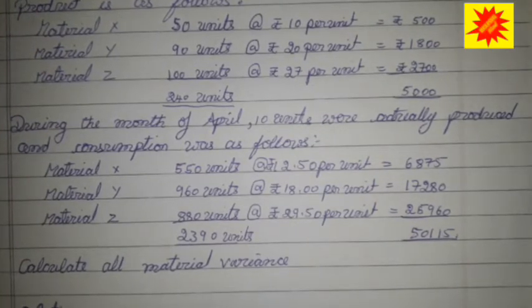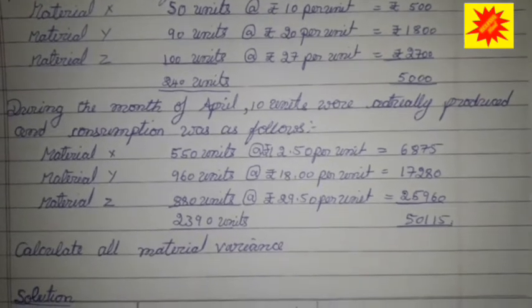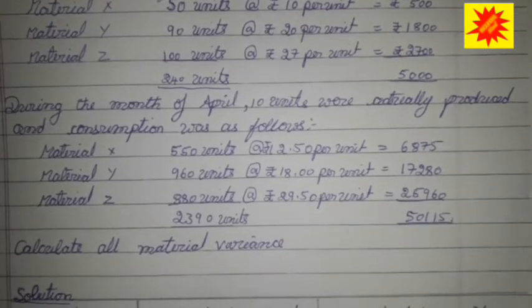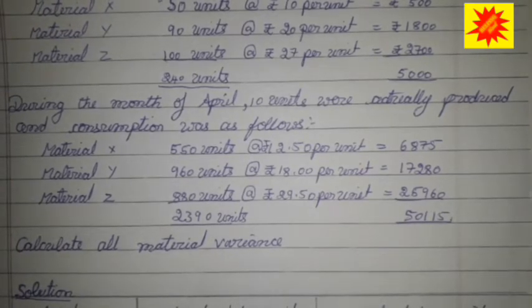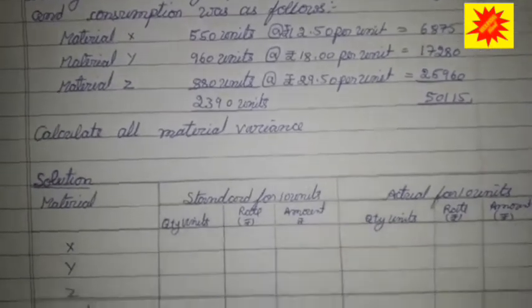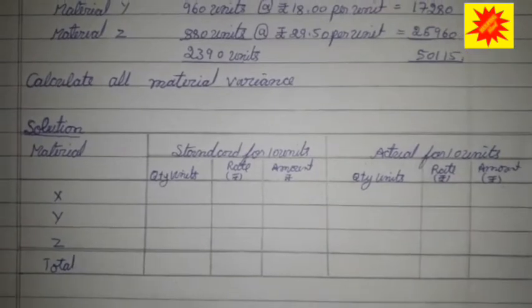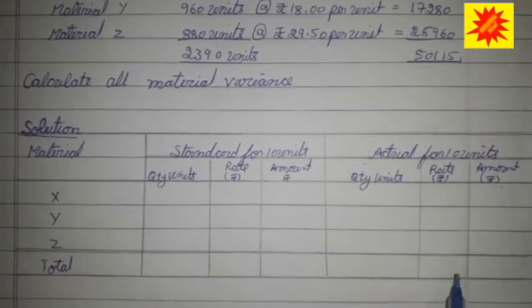In the previous video we have seen certain material variances, like material cost variance, material price variance, and material usage variance, and other material variances also. Here also we'll see those. Apart from that, we'll also see one more extra material variance, that is material yield variance. Now when we start the solution, we should first have this kind of a table. We make this so that it will be easy for us to understand, right?